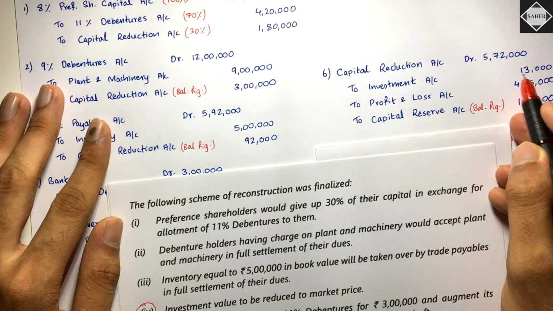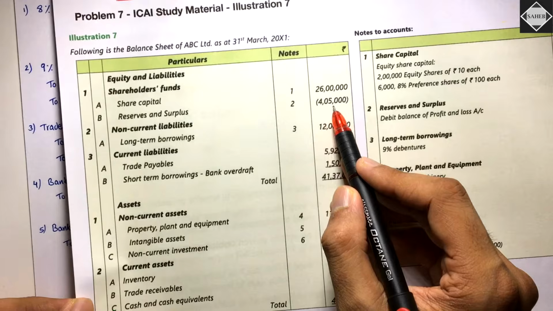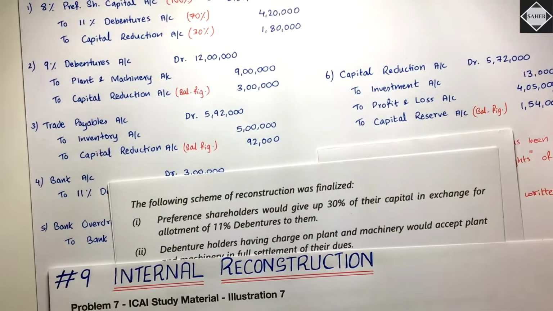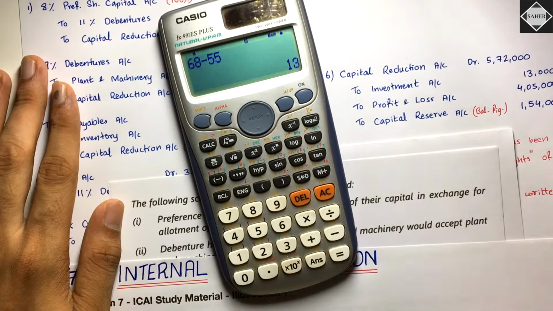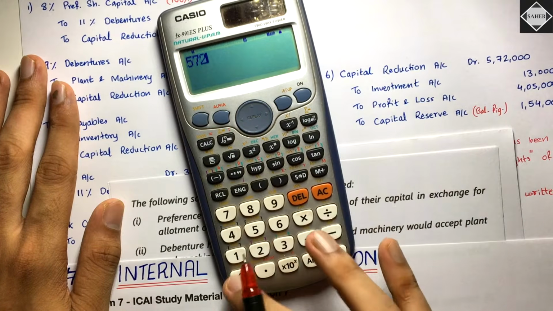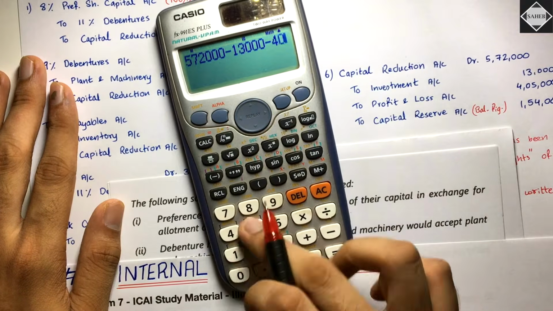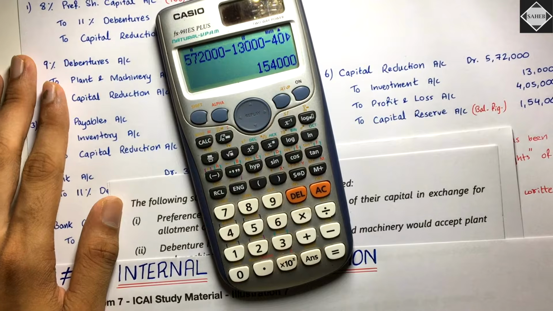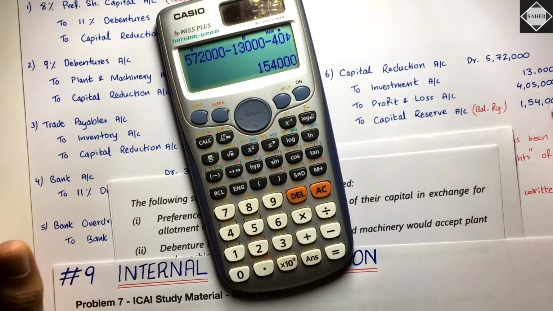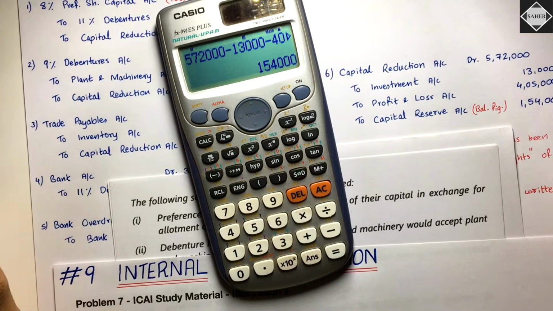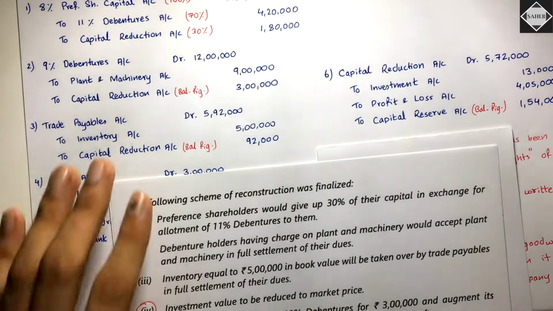Yes. And then profit and loss balance is how much? Debit balance 4,05,000. So that also you have to write off to profit and loss 4,05,000. And then there is balance left, which will go to capital reserve. 5,72,000 minus 13,000 minus 4,05,000, that's equal to 1,54,000, which is the balance left at last, which has to go to capital reserve as usual. Is that clear? Yes. So in capital reduction, all these things will be presented over there.